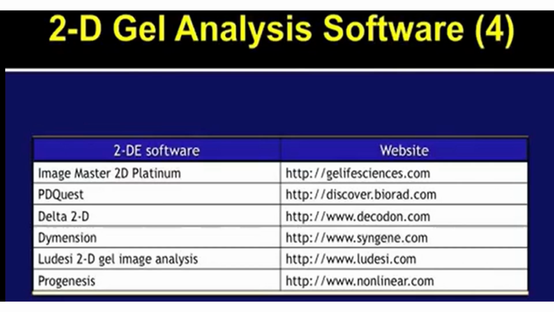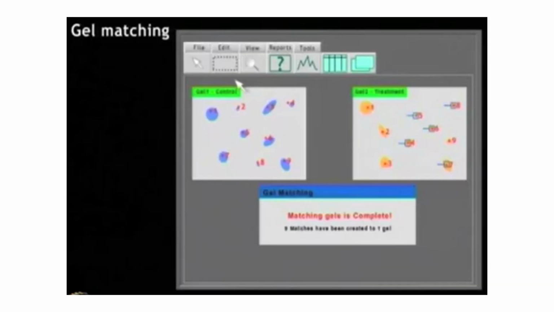So these are a few softwares and these are a few websites which sir has given. These are different softwares which are available. You can use any of them to try, and if you have any specific two-dimensional gel, then accordingly you can analyze it using this software. So this is how it looks.